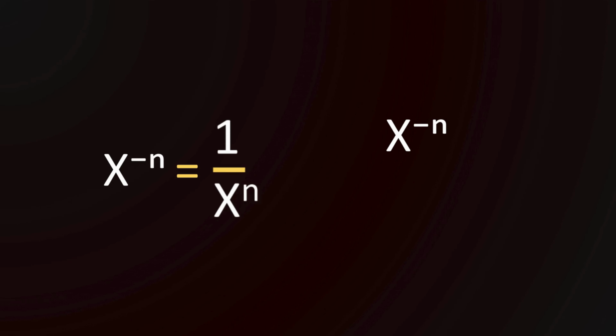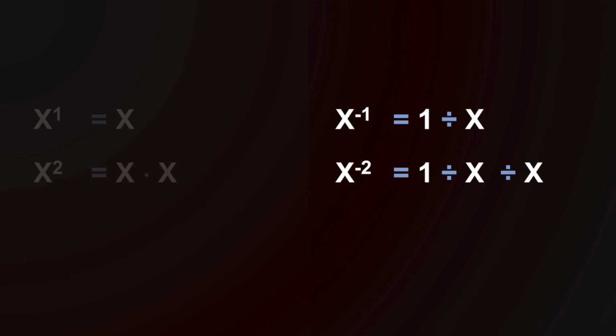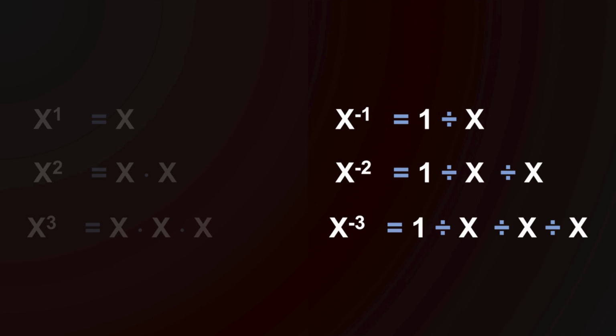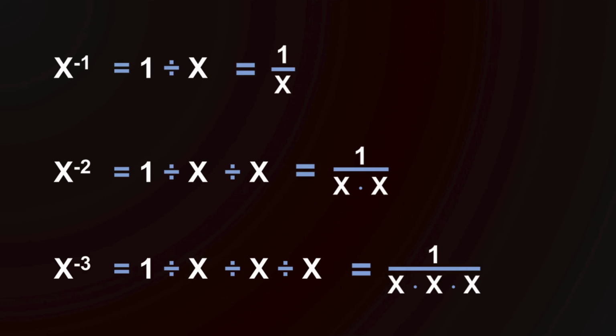A negative exponent is essentially the inverse of its positive counterpart. Since positive exponents mean multiplication of a number by itself, negative exponents mean repeated division. For example, x to the power -1 means 1 divided by x, and x to the power -2 is 1 divided by x divided by x. This can be extended for other negative exponents also. But mathematicians prefer to express negative exponents in fraction form, where 1 is divided by the same number of x's multiplied together.